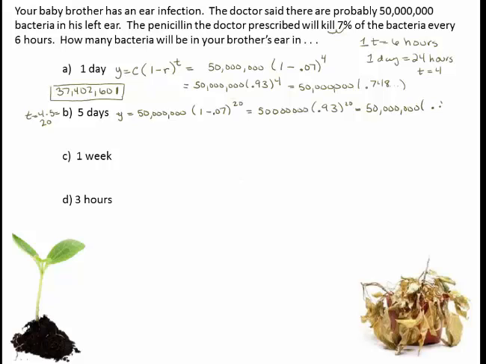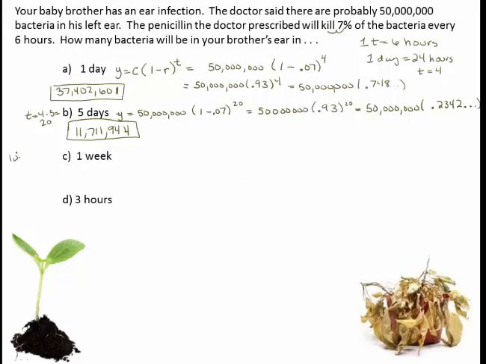And that's going to give me 0.2342, and then it continues. So I multiply that decimal by 50 million. And at the end of 5 days, there's still going to be 11,711,943.7. So we'll round that up to 44 because, again, we don't have parts of bacteria. So at the end of 5 days, there's still going to be 11 million bacteria in your brother's ear.